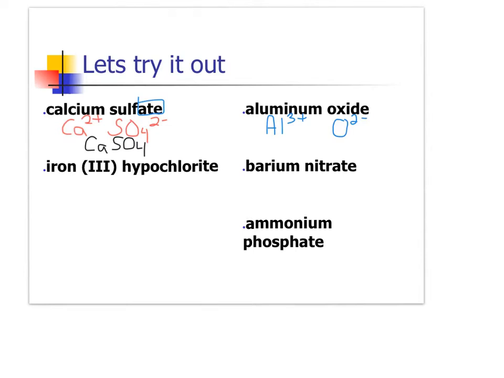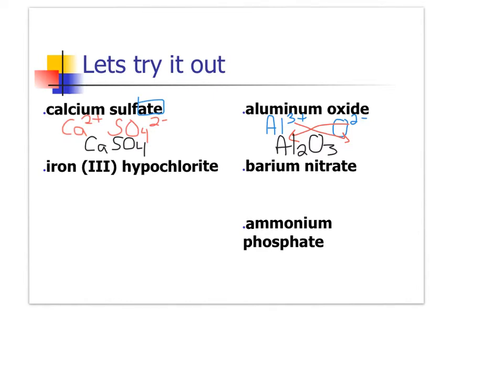Our charges do not match up, so we do the crisscross method, and what we get as our final answer is aluminum. There are 2 of them, and oxygen now has 3.